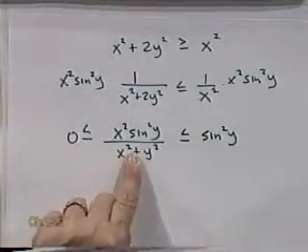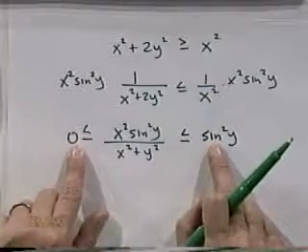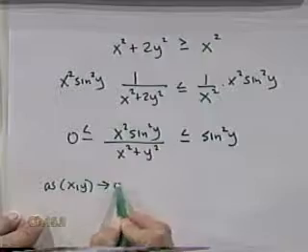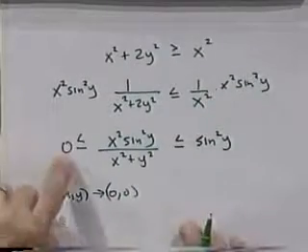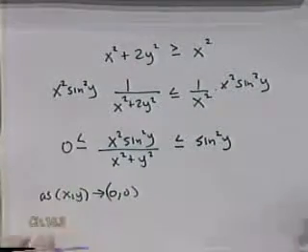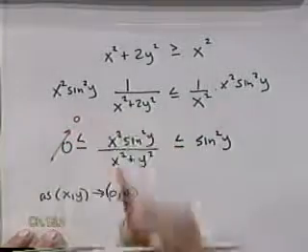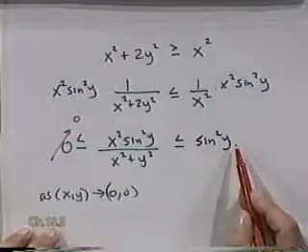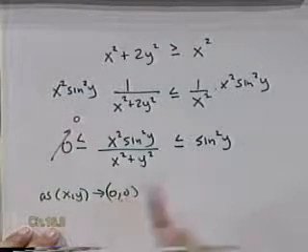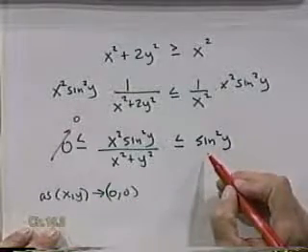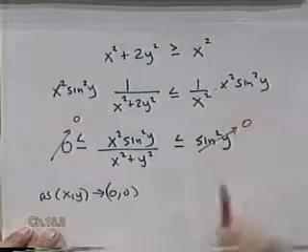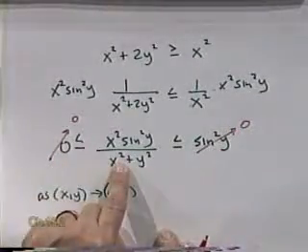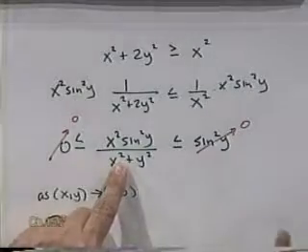I've squeezed this guy in between these two. So as x, y goes to 0, 0, this guy is going to 0, right? This guy's going to 0, because 0 is 0. But what's sine y going to as y goes to 0? What's the sine of 0? 0. So the limit of this is 0. The limit of this is 0. Since he's sandwiched between those two, his limit must be 0.